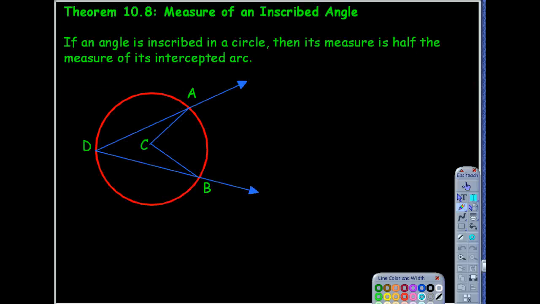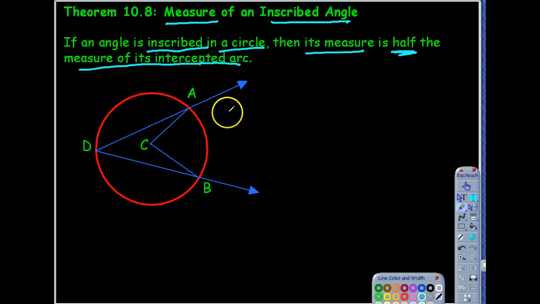We have several theorems that we're going to be looking at today. The first theorem is talking about the measure of an inscribed angle. It says that if an angle is inscribed in a circle, so again, we have an angle inscribed within a circle, like angle ADB is inscribed in that circle, then its measure is half the measure of its intercepted arc. So whatever this measure is, and measure is degrees, if it's x degrees, then this angle right here would be half of that in terms of degrees.